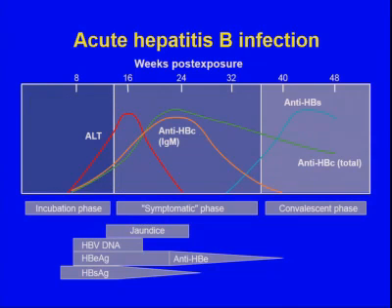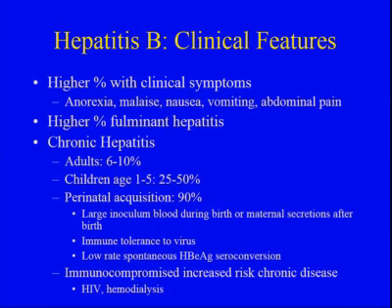So this is what happens with acute hepatitis B infection. Here you have your DNA positive, E antigen and surface antigen. When you resolve the infection, you become anti-HBs positive. Failure to achieve this indicates you're a chronic carrier. In hepatitis B, we have a higher fraction of patients with clinical symptoms and a higher risk of fulminant hepatitis. Keep in mind these three key numbers.